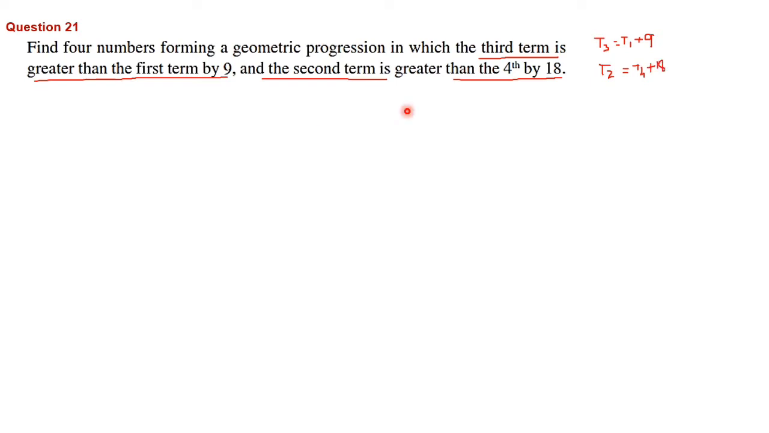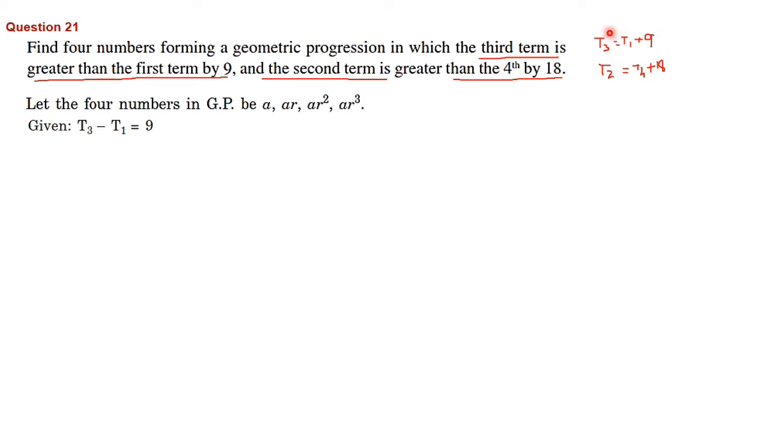Now let the four numbers in GP be A, AR, AR square and AR cube. Then as per the given condition, T3 = T1 + 9. When we bring T1 to the left side, it comes as minus T1, so T3 minus T1 is equal to 9. T3 is the third term AR square, minus T1, which is A, the first term: AR square minus A is equal to 9. In these two terms A is common. Taking A common outside, A times R square minus 1 is equal to 9. Label it as equation number 1.